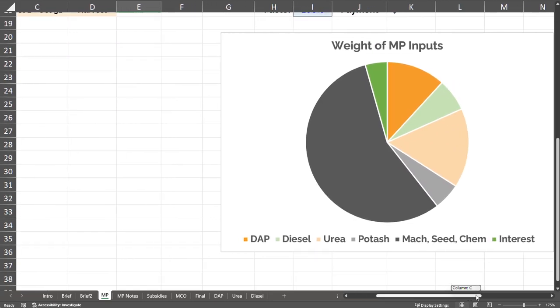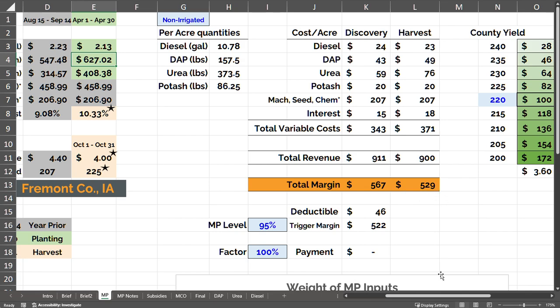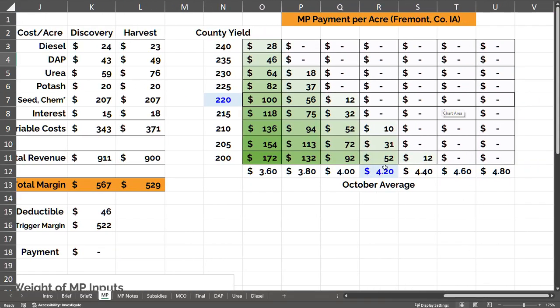If you look down here, this is just a quick chart about the weight of the margin protection inputs. So you can see that big machine, seed, and chemical line is over half of the value of your variable costs, and that actually doesn't change from the fall to the spring. So that's just a set cost that's set in stone. Potash doesn't change either, so you just got your urea, your DAP, your diesel, and your interest that are changing. So really only about a third of the pie is actually changing from the fall to the spring. We'll get a little bit more into what that means as we get into MCO, but just something to keep in mind.